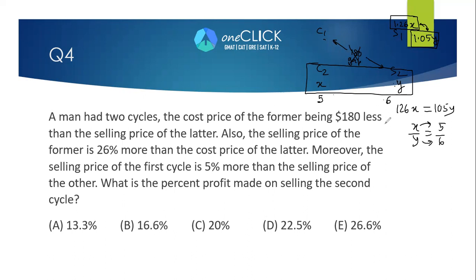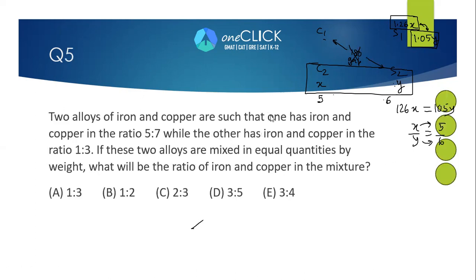So you made a profit of 1 on 5. So that's a 20% profit. So C. Are the steps okay? We'll try to use as little calculation, as little computation or statements as required, using numbers or trying to equate, in this case, 126x and 105y. We get the ratio, we are done. Let's move on to the next one.